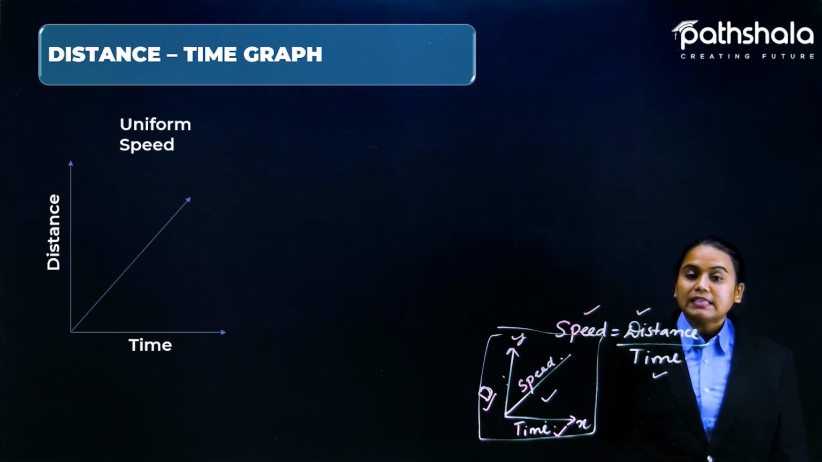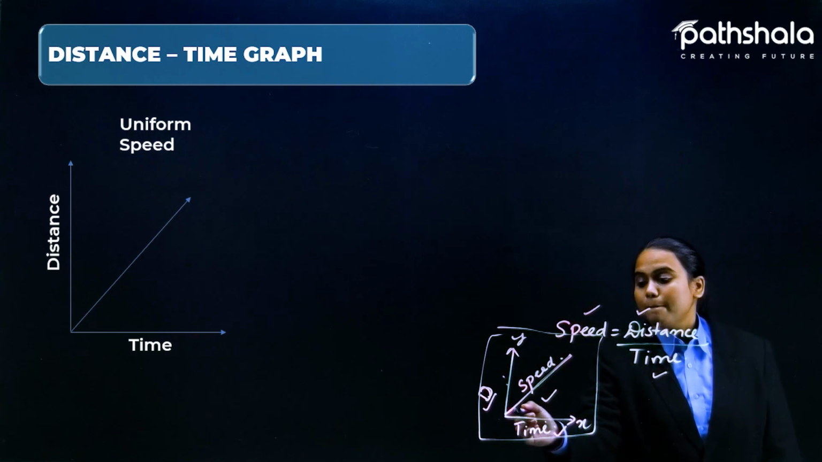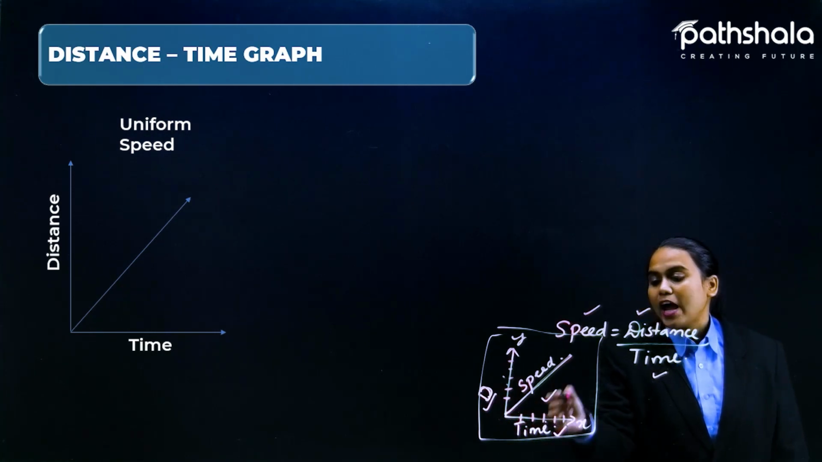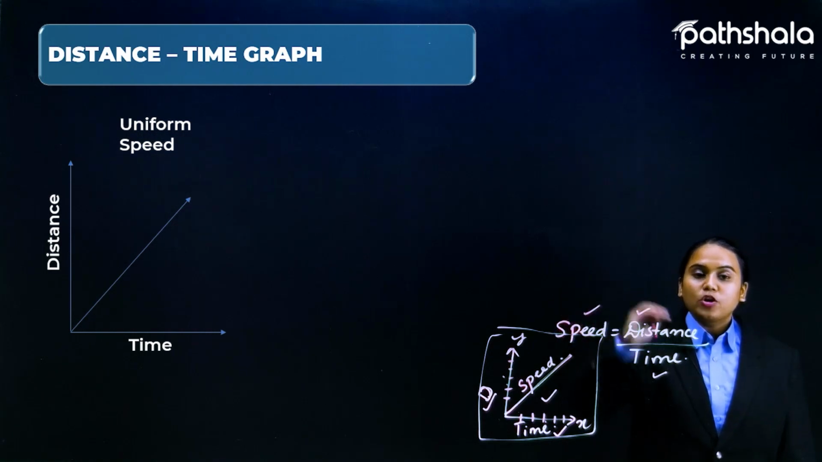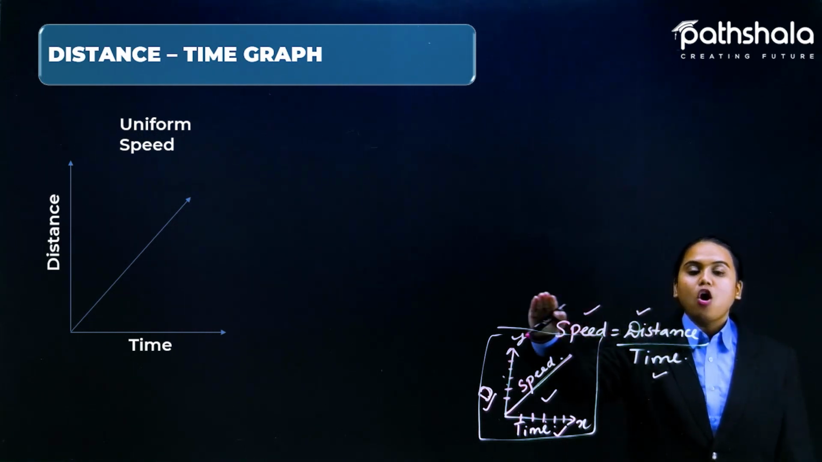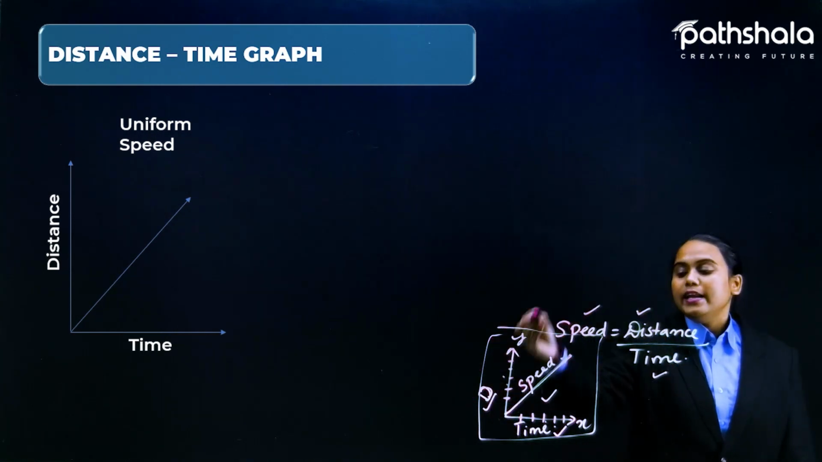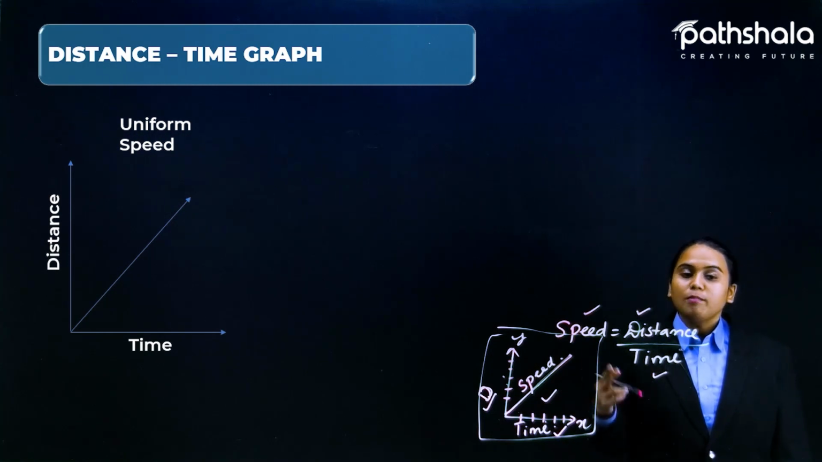Always you get a straight line for uniform speed. Why always a straight line? Because equal distance is traveled in equal intervals of time in uniform speed. We call it uniform because it is the same in all manner. If equal distances are covered in equal intervals of time, then we can say that it is a uniform speed.